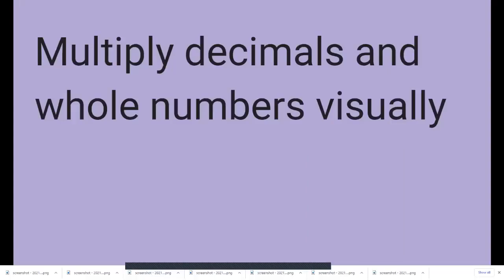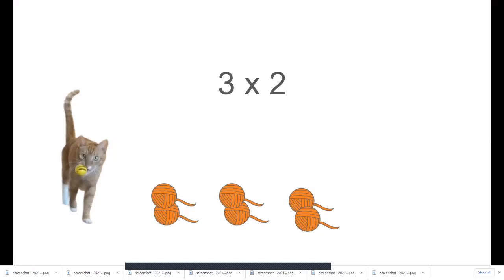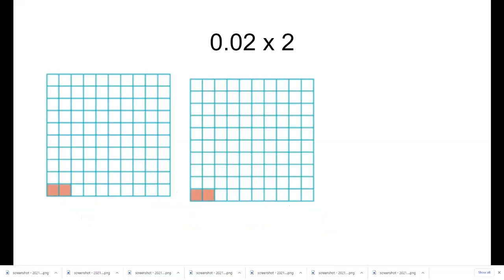All right, today we are multiplying decimals and whole numbers visually. Here we go. First, let's remember that multiplication is repeated addition, and you can think about 3 times 2 like 3 groups of 2 or 2 groups of 3. I just happen to model 3 groups of 2 here. Let's remember that. So you can also do this with decimals.